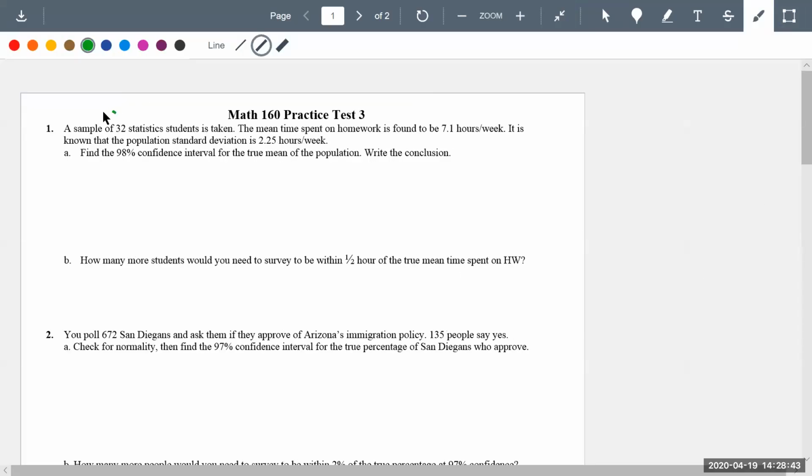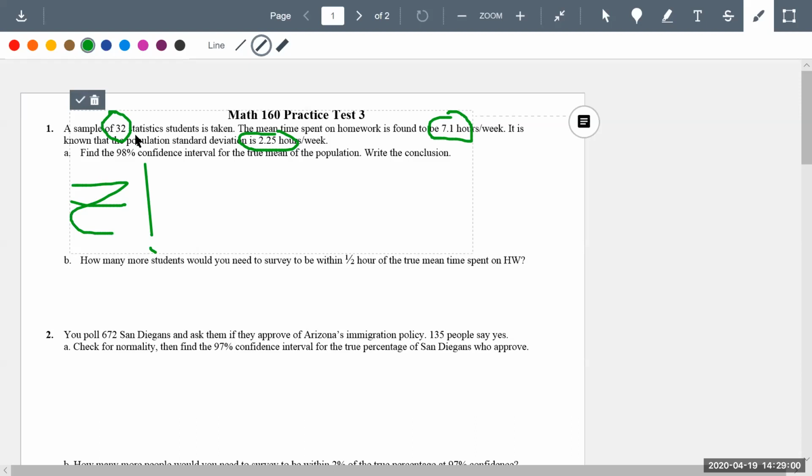So we got 32. So that's n. That's the sample mean, but that is the population standard deviation. n is bigger than 30. I know the population standard deviation, so I'm allowed to use z-scores. Yay! I want a 98% confidence interval, so you can actually use the t-score chart to do this, because at the bottom of the t-score chart are the z-scores.